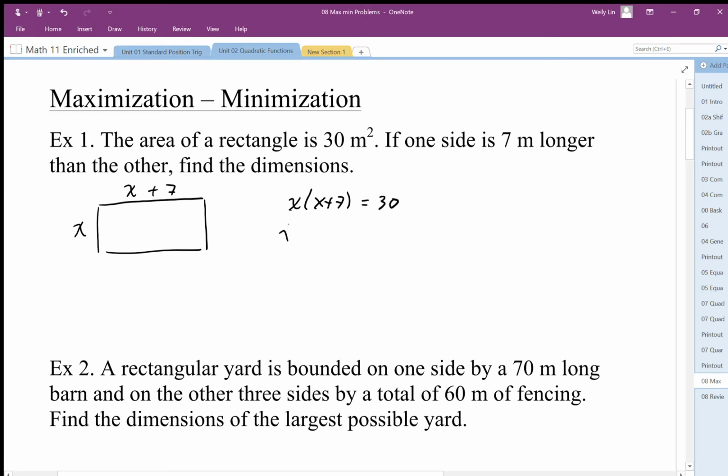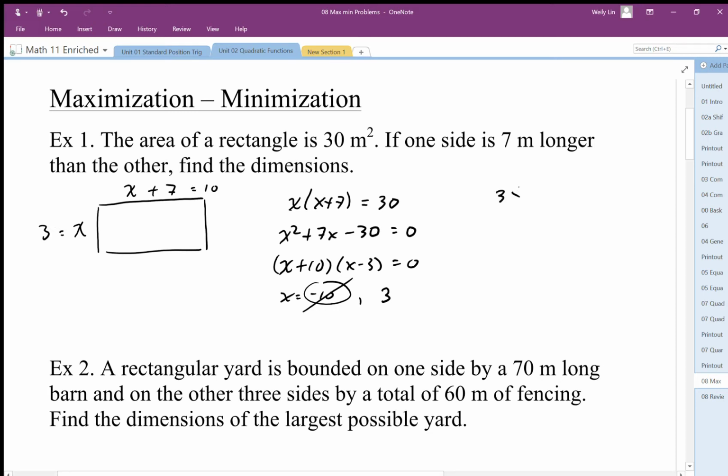In fact, we can solve this relationship by making it equal to 0, and we can kind of guess and test at this as well, and you can just figure out what factors multiply to 30. But here we have x plus 10, x minus 3 equals 0. So we know that the length x is equal to negative 10, which is not possible. So that's an extraneous solution, or equal to 3 meters. Okay, so the dimensions work out to be 3 by 10. Okay, so we have a 3 by 10 rectangle.